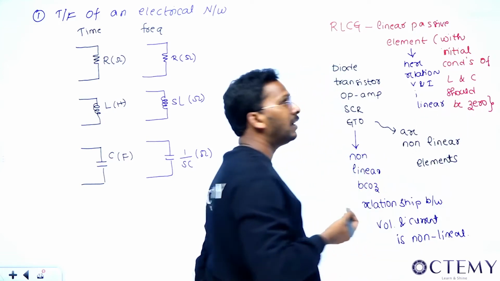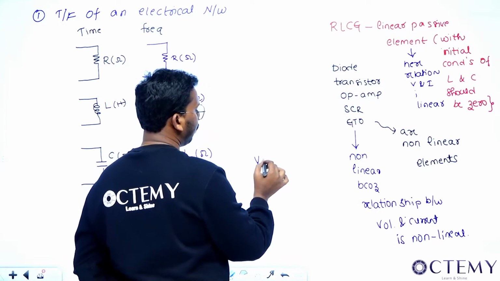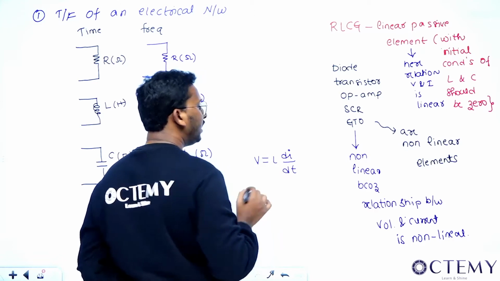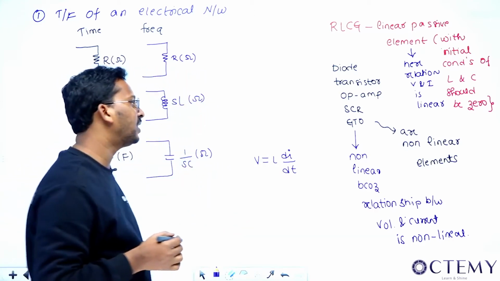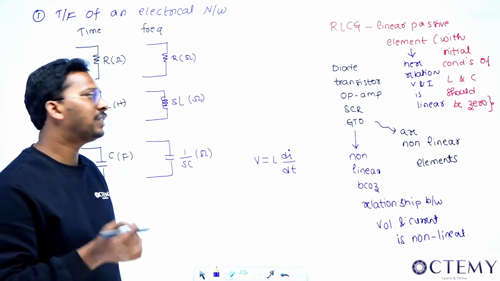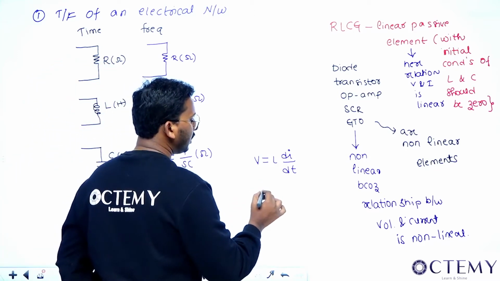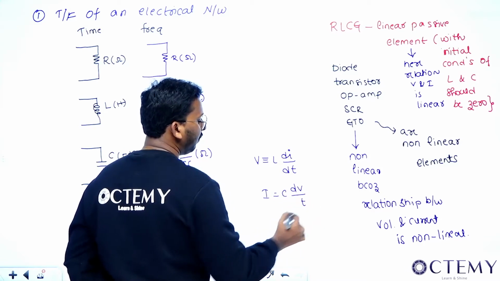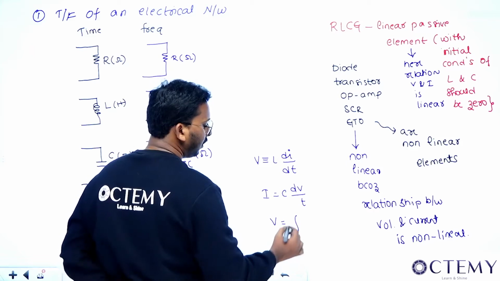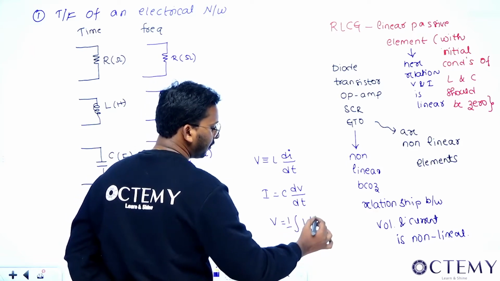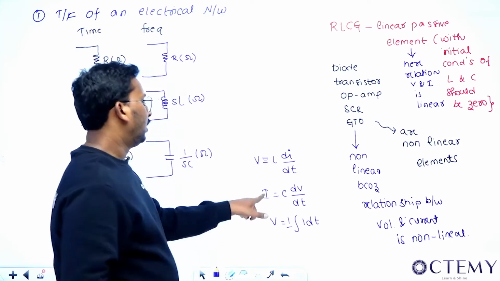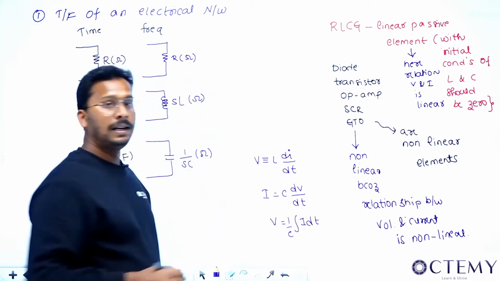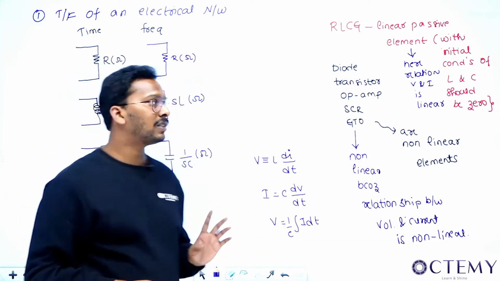Sir, how is it linear in an inductor? In an inductor, V is equal to L di by dt, isn't it? What is di by dt, sir? Di by dt is differentiation. Differentiation is a linear operator if initial conditions are assumed 0. What is I equal to, sir? I is equal to C dV by dt, or you can write V is equal to integral 1 by C I dt, right? Integration is also basically a linear operator provided its initial conditions are 0. That's why they are like that.